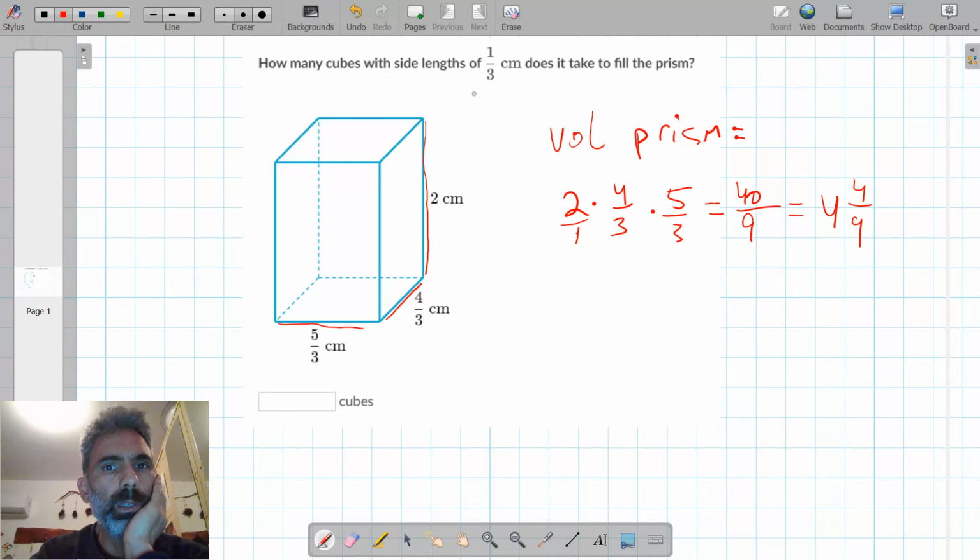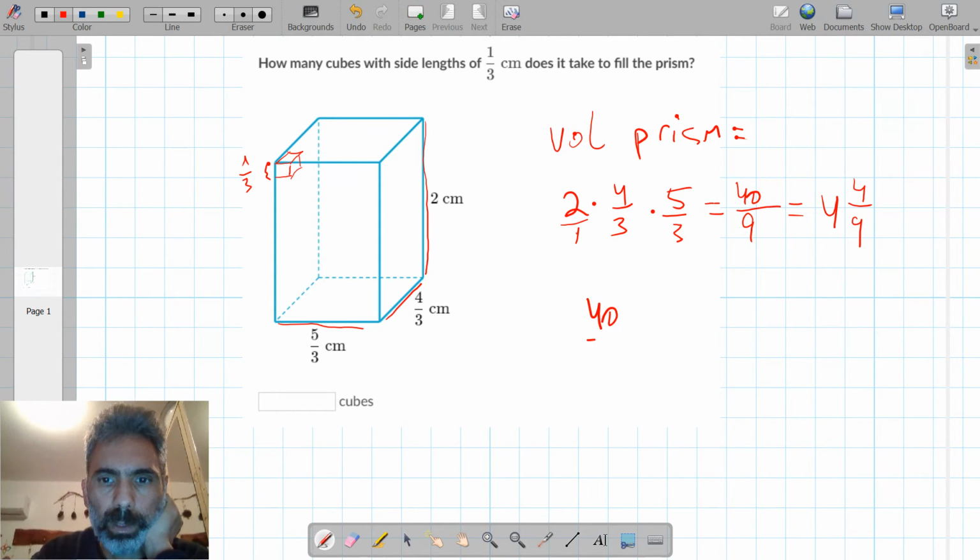Okay, and the little cubes have side lengths of 1/3 centimeter. So we have these little cubes here that have side lengths of 1/3 centimeters. How many of these little cubes go into the big prism? So we need to divide 40/9. This is the total volume of the prism.